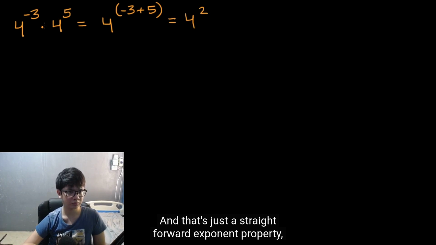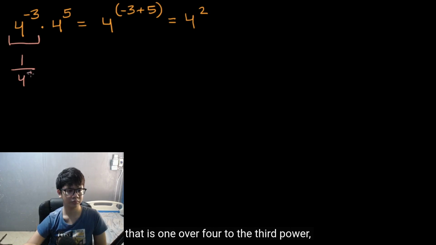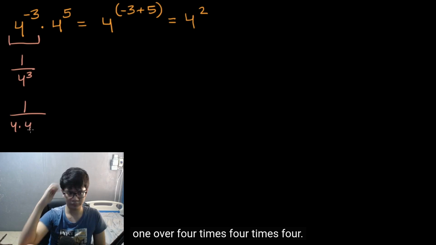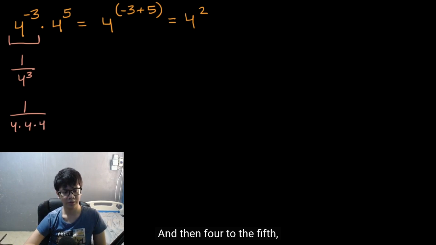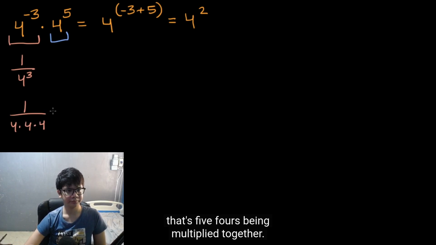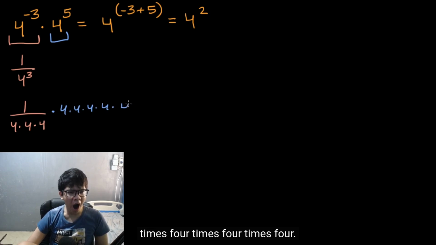That's just a straightforward exponent property, but you can also think about why that actually makes sense. 4 to the negative 3 power, that is 1 over 4 to the third power. Or you could write that as 1 over 4 times 4 times 4, and then 4 to the 5th. That's 5 4s being multiplied together. So it's times 4 times 4 times 4 times 4 times 4.